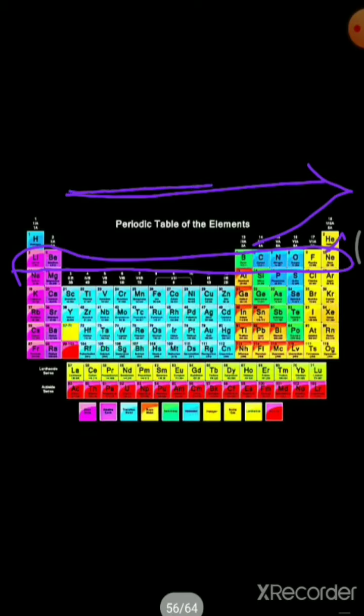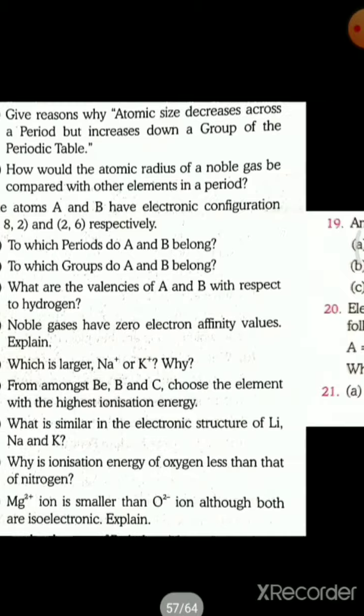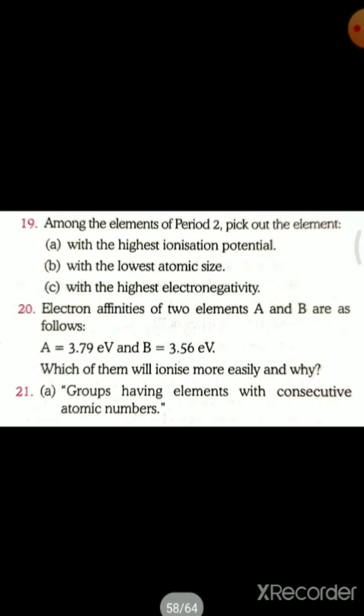You know that across a period your atomic size decreases. So the lowest atomic size is neon. Then the highest electronegativity: electronegativity increases from left to right, but the inert gases don't have electron affinity. So fluorine has the highest electronegativity value.